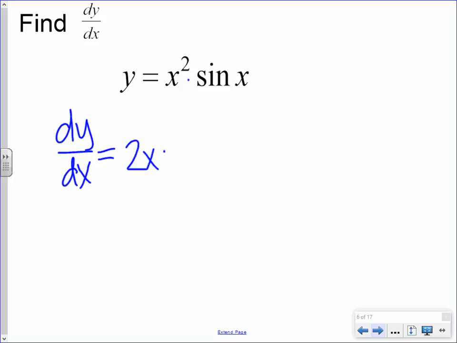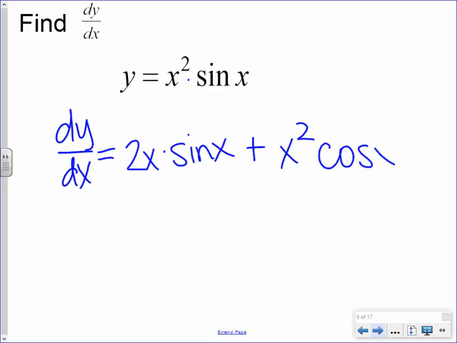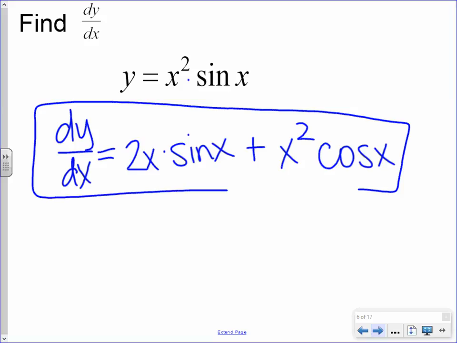Times sine of x. Derivative of the first times the second plus x squared, the first times what's the derivative of the second? Cosine of x. Positive. Okay. Technically, yes, you could factor out an x. Doesn't really matter. You can leave your answer the way that it is.